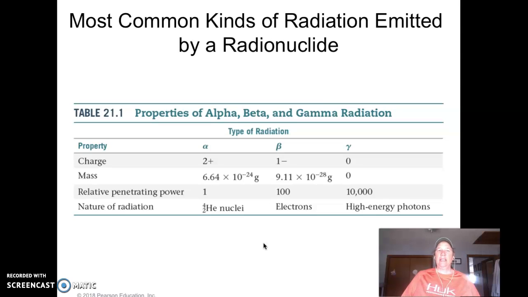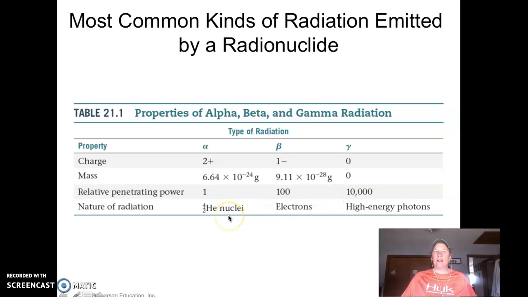Here you can see the different types of radiation that can be given off by a radionuclide. They can give off alpha, beta, or gamma. The alpha is a +2 charge. The beta is a -1 charge. The gamma doesn't have a charge. But the weird thing about the gamma is you can see the penetrating power. You can stop alpha with just a piece of paper. Beta, you're going to need something like, if you ever get an x-ray and they wear the lead shield. Gamma, look at the difference between them.